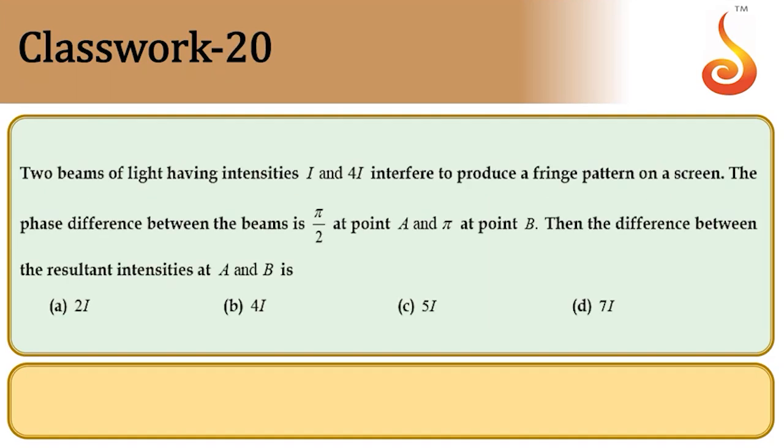Example 20. Two beams of light having intensities I1 and I2, that is I and 4I, interfere to produce a fringe pattern on a screen. The phase difference between the beams is π/2 at point A and π at point B. Then what is the difference between the resultant intensities at A and B? So here, at A, IA is I1 + I2, that is 5I.